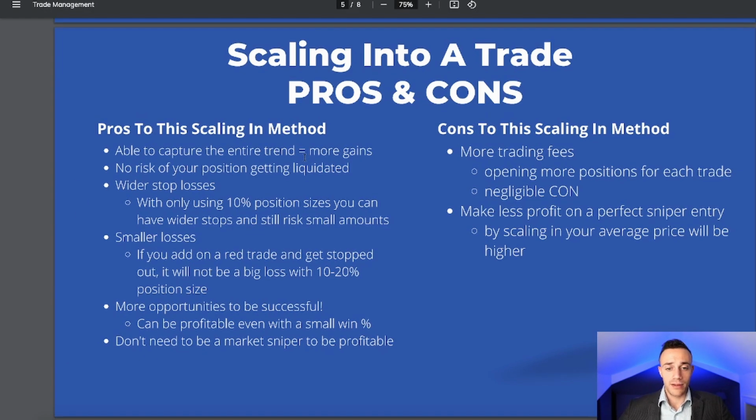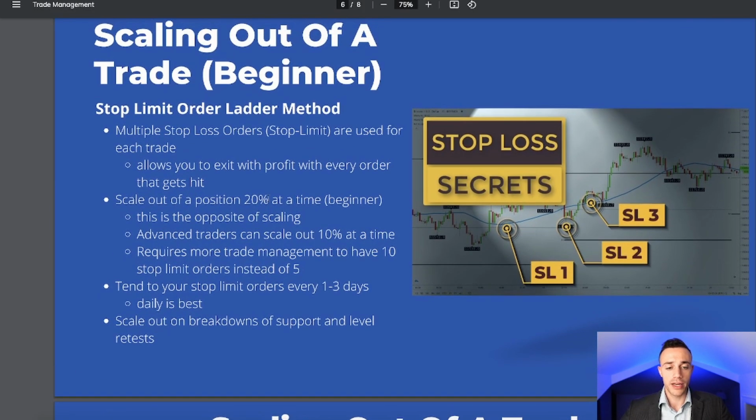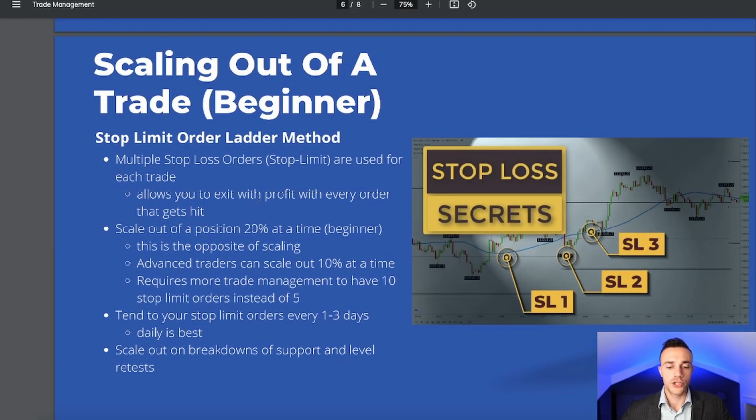All right, so that's scaling into a trade, the pros and cons. Now let's go ahead and talk about scaling out of a trade. Okay, and this is really the most important part. Once you're in the trade, you need to know how to manage the position. And this is all about managing the trade once you're inside. This is, without a doubt, one of the most important parts of trading with leverage: managing the open trade.